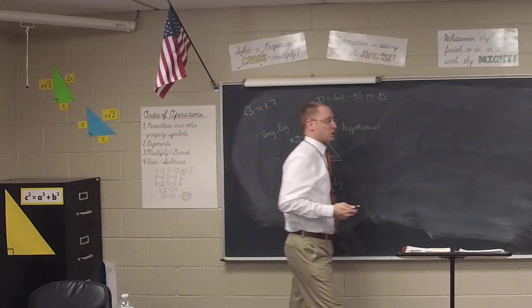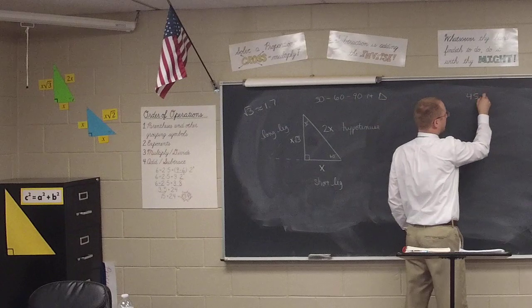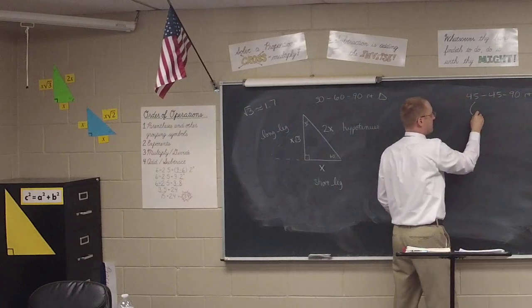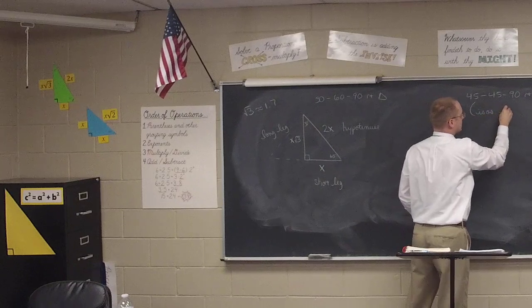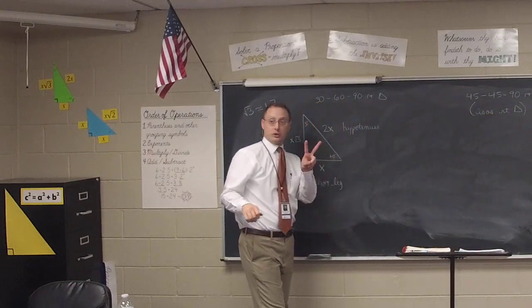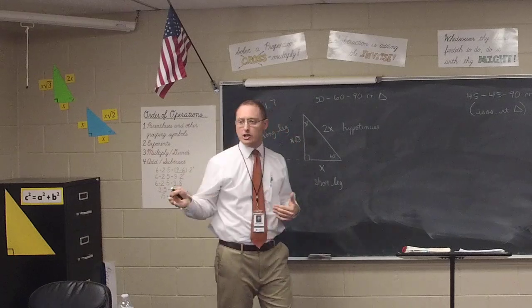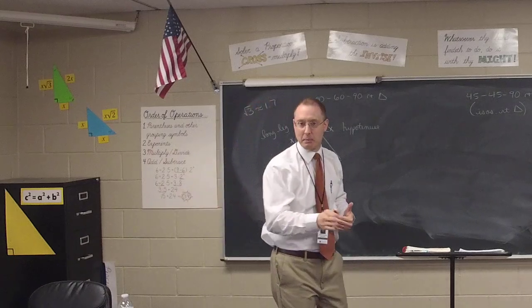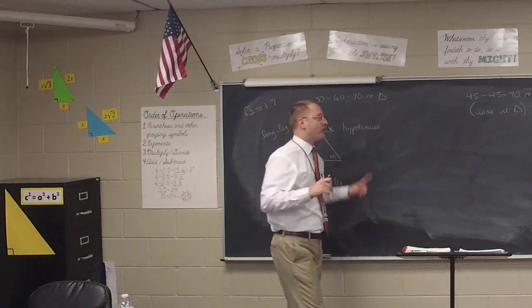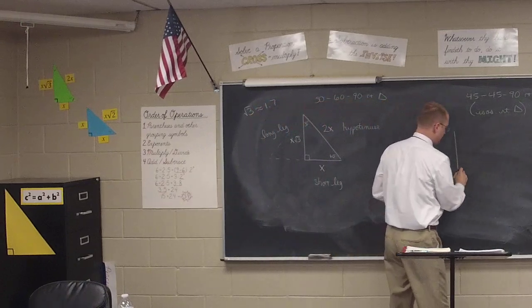But there's another special triangle we want to talk about. It's called the 45, 45, 90 right triangle, sometimes called the isosceles right triangle. Isosceles because two sides are equal. Well, you know in a right triangle, the hypotenuse has to be the biggest side, right? So the hypotenuse can't equal anything else. But the legs could be equal.